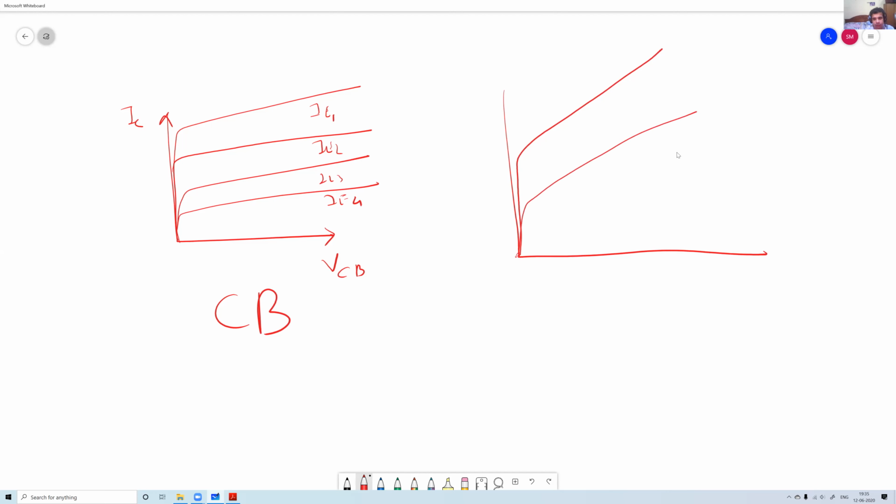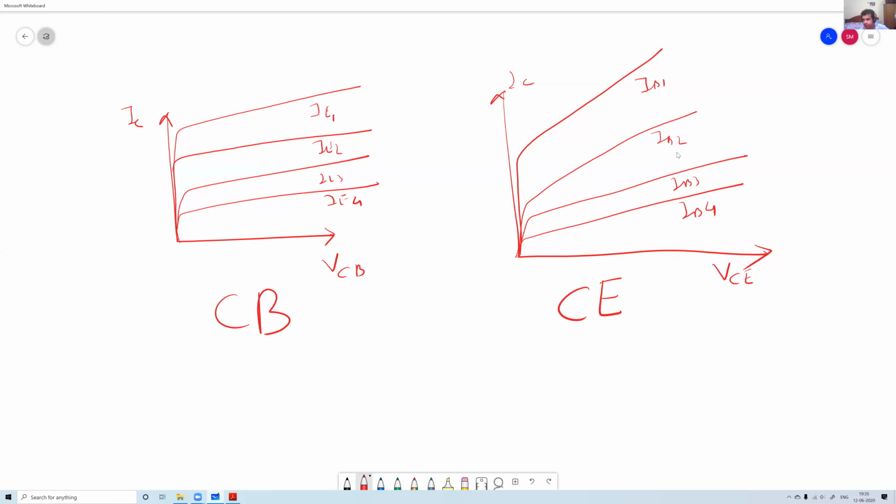This is now much more pronounced. This is VCE. This is IC. Here this is now IB: IB1, IB2, IB3, IB4. So I ask you this question: why is this much more pronounced in the common emitter case than in the common base case?